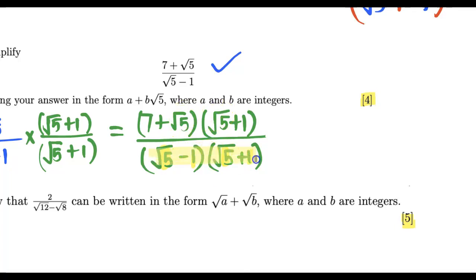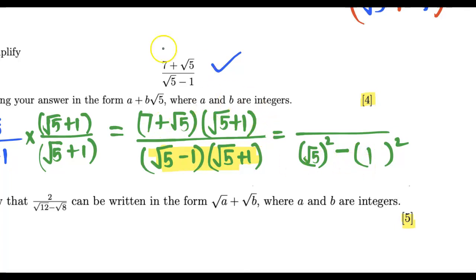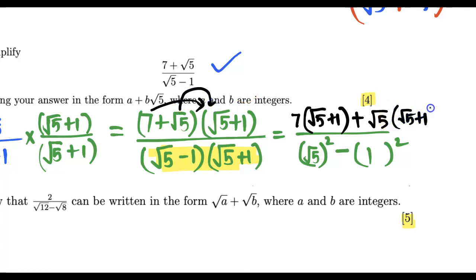So what do we do? Yes, difference of squares. Difference of what? Squares. What is the first term? Root 5, and the second term is 1. What about the top number? We actually have to expand it normally, right? So 7 times this whole bracket, that means root 5 plus 1, plus root 5 times the whole bracket, root 5 plus 1.